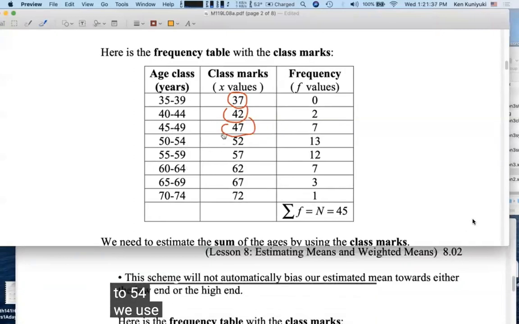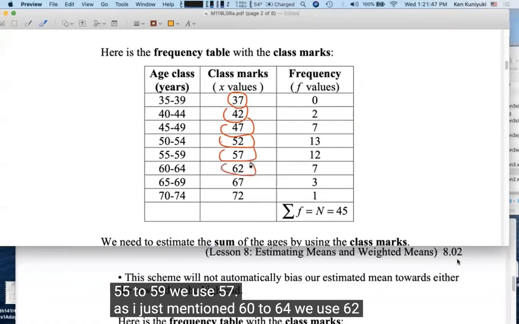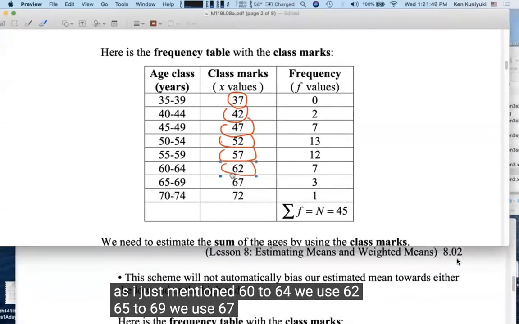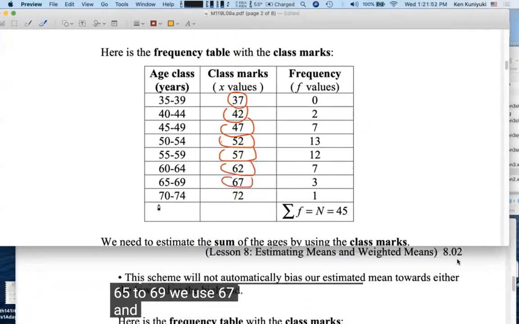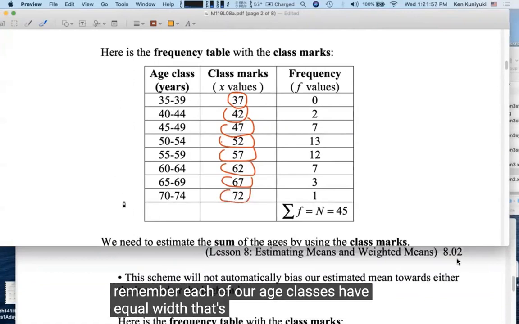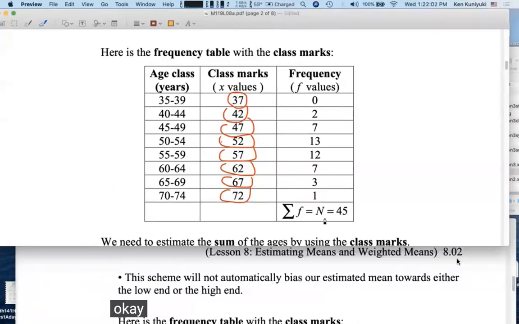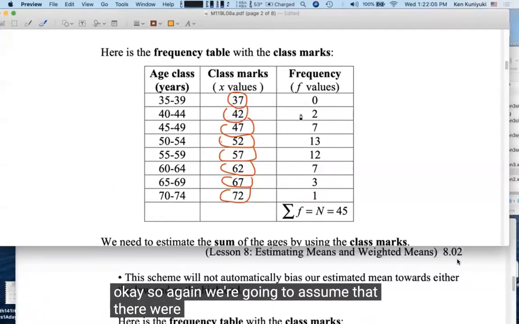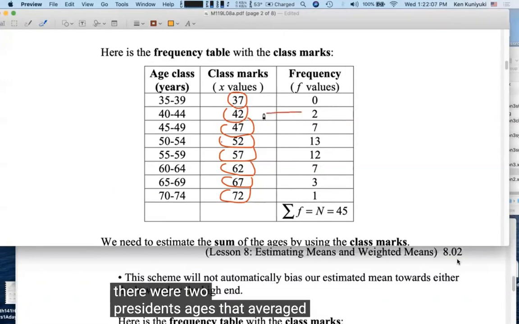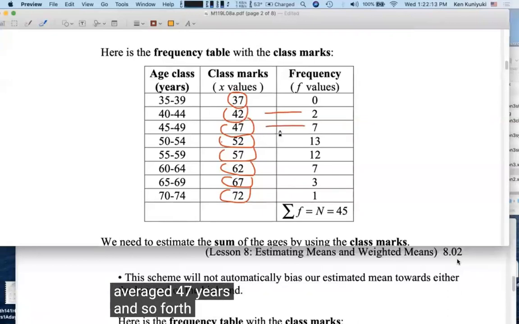50 to 54, we use 52. 55 to 59, we use 57. As I just mentioned, 60 to 64, we use 62. 65 to 69, we use 67. And 70 to 74, we use 72. Remember, each of our age classes have equal width. That's why I have 70 to 74 here. Okay, so again, we're going to assume that there were 2 presidents' ages that averaged 42 years. There were 7 presidents' ages that averaged 47 years, and so forth.